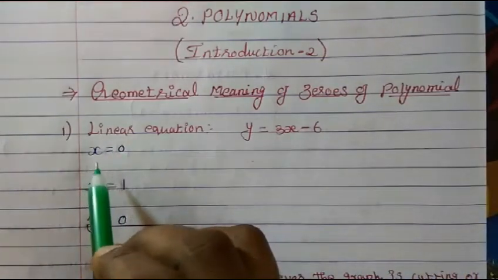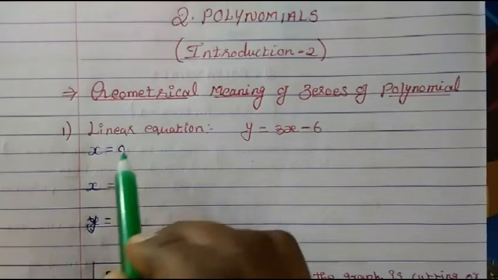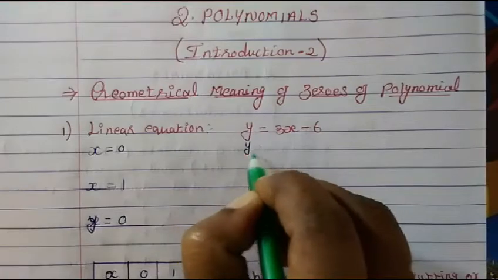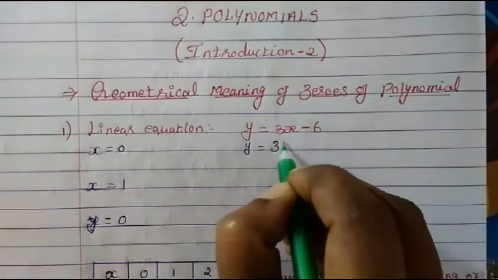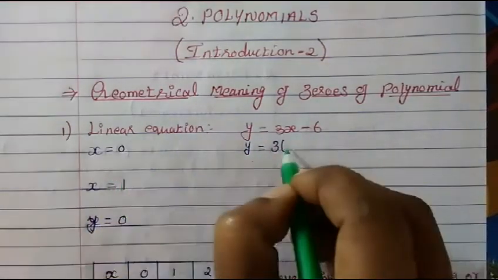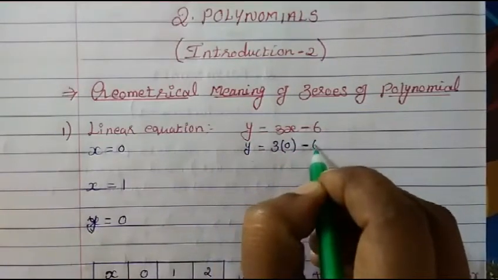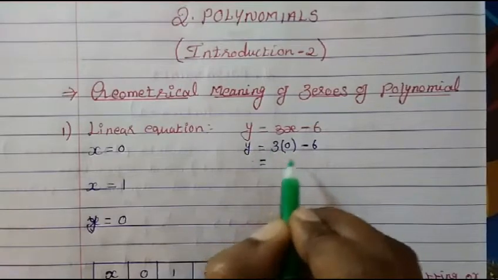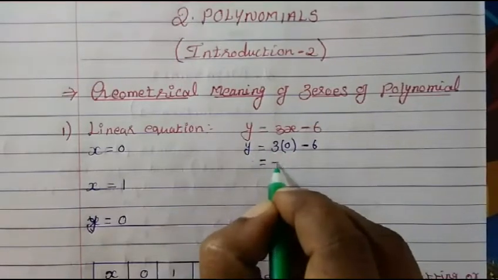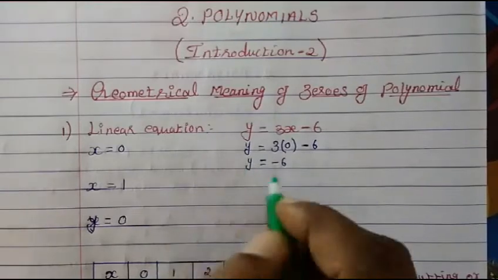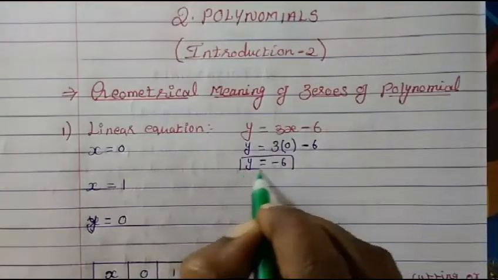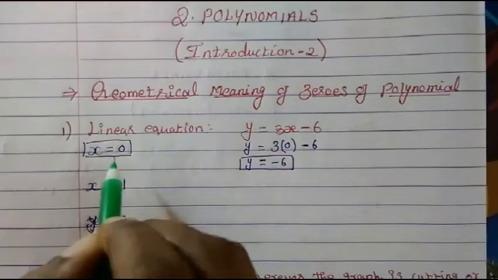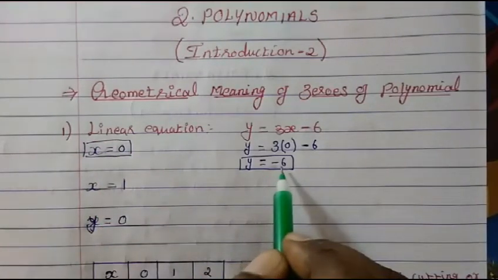Now I have taken x as 0. So let's put the 0 value. In the place of y, I don't have anything. So 3 I write. In the place of x, I am writing 0, then minus 6. So what will we get? 3 into 0 will become 0, so finally I will get minus 6. So my y value is minus 6, and x value is 0. I have taken x as 0 and y I got minus 6.